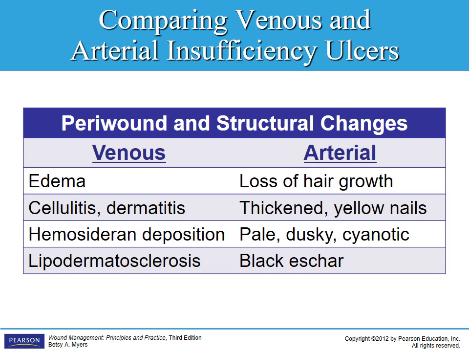So the peri-wound and structural changes you'll see with venous insufficiency, you see a lot of edema, cellulitis, dermatitis, hemosiderin deposition, and dermatosclerosis. I'll get it in a minute. With the arterial insufficiency, you're going to see no hair growth. You're going to see thick yellow nails, and the skin's going to have a pale, dusky, cyanotic, almost blue look to it because there's not a lot of perfusion. And again, you'll see black eschar.